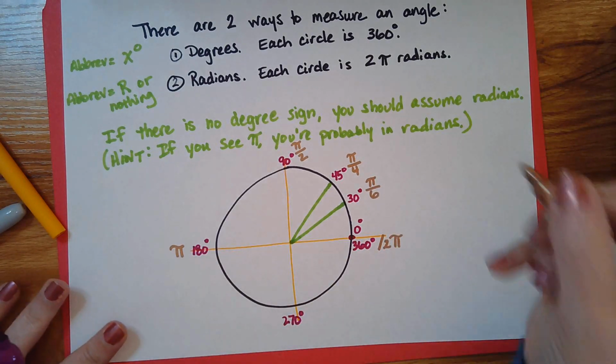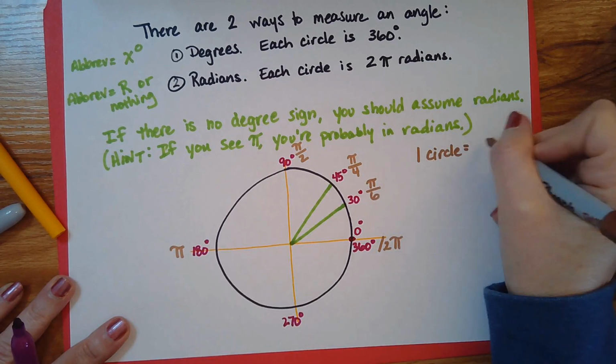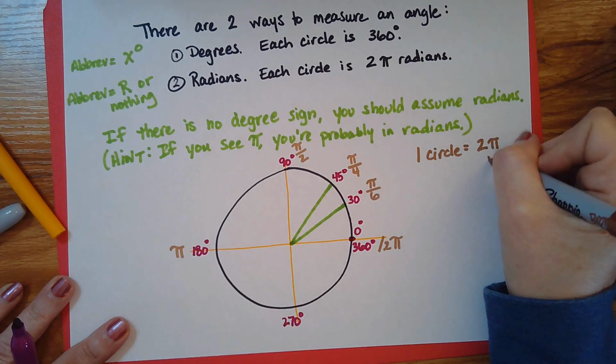What do you have to remember? You have to remember that one circle is 2 pi radians.